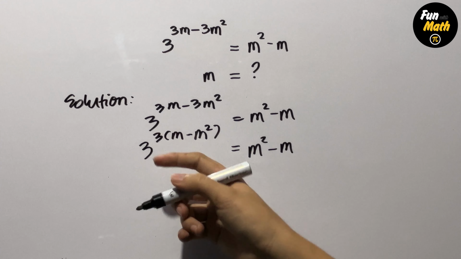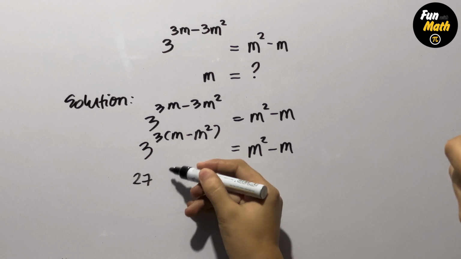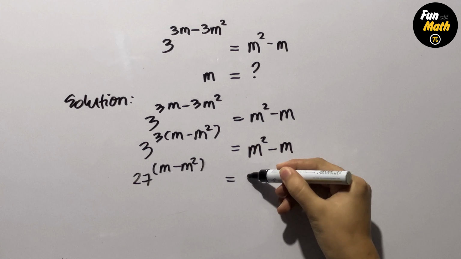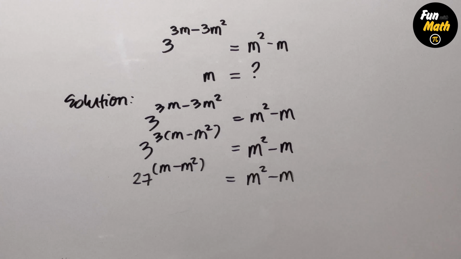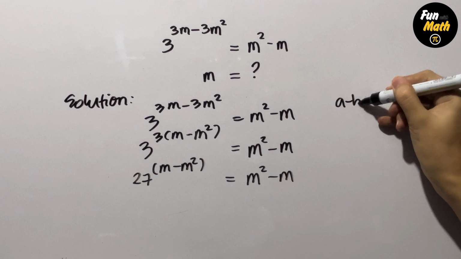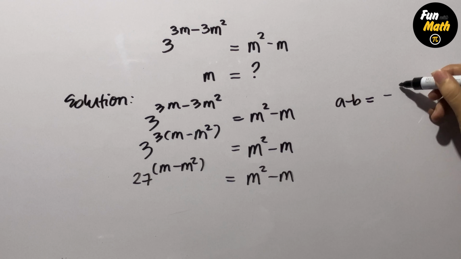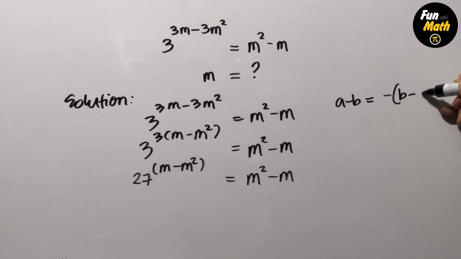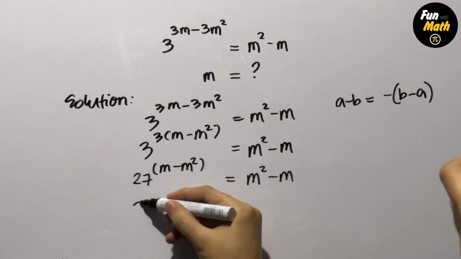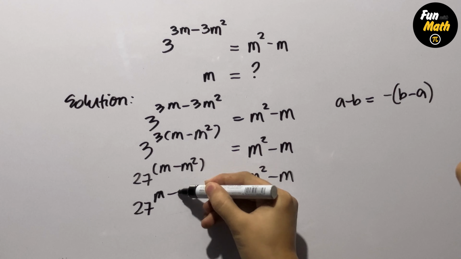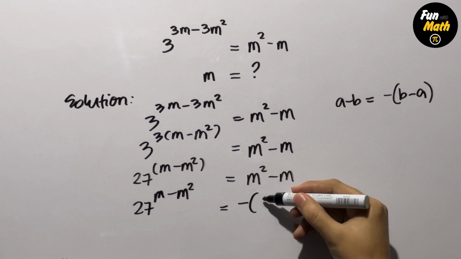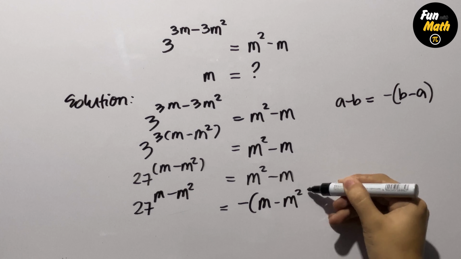Next, 3 cubed is equivalent to 27, then whole to the power of m minus m squared, equals m squared minus m. Next, by following this rule, a minus b is also equal to negative times b minus a. So we can write it as 27 to the power of m minus m squared equals negative times m minus m squared.